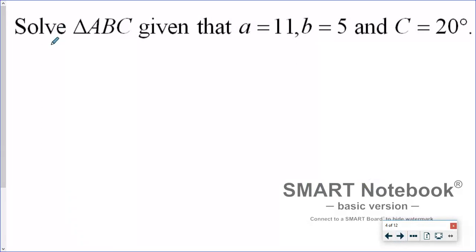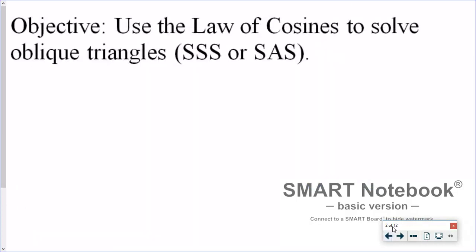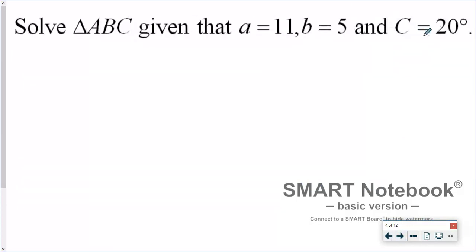All right, so here's an example. It says solve triangle ABC given that side A equals 11, side B equals 5, and angle C is 20 degrees. So in here we have sides A and B and angle C. If we have sides A and B and angle C, we're going to be solving for side C right here. Basically, whichever angle you're given is the side that you're going to be solving for.